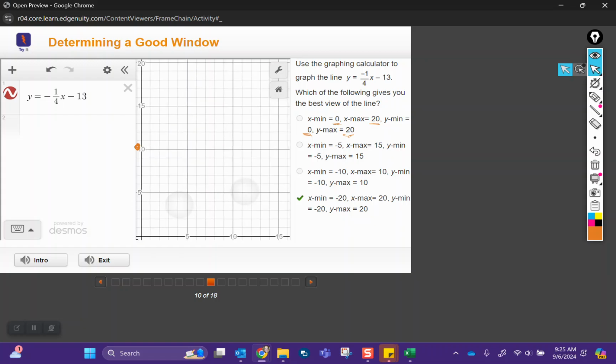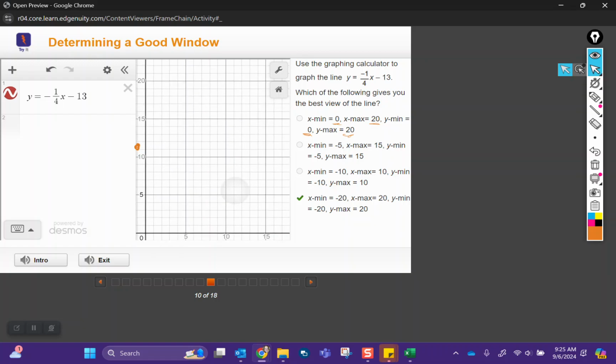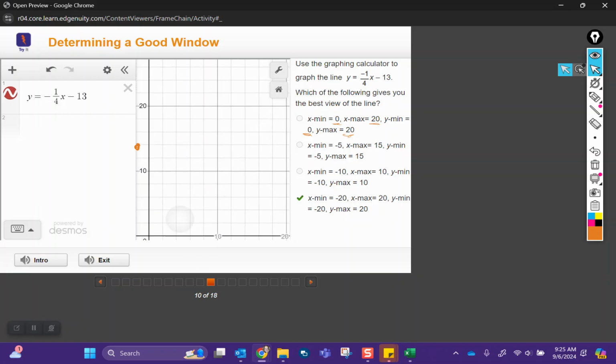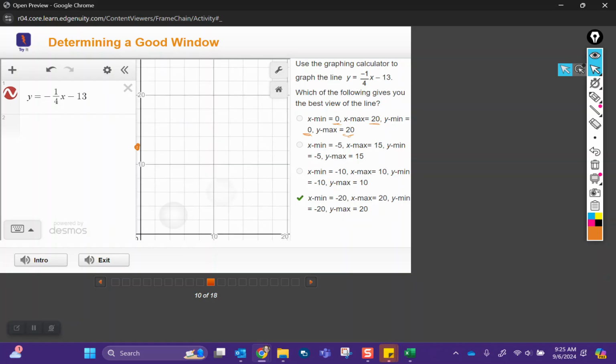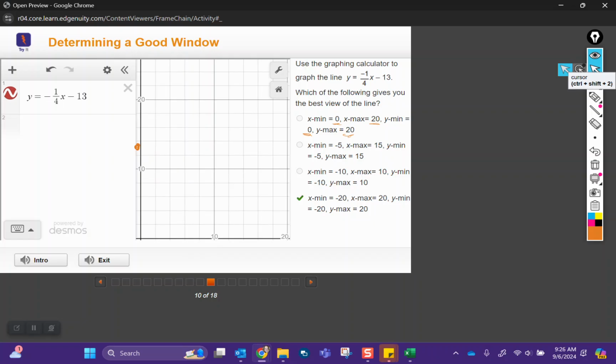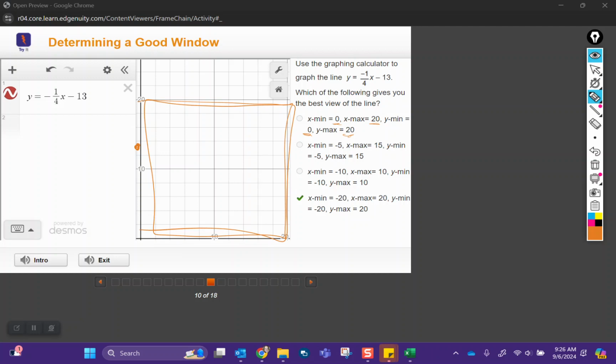My screen is a touch screen, so I'm using my fingers just to pinch the screen. Here's 0 to 20 that way. So you can see if I'm in this window, here's the actual 0 to 20 and 0 to 20 window in both directions. The graph's not even showing up. Okay, so that's what it's wanting you to check.